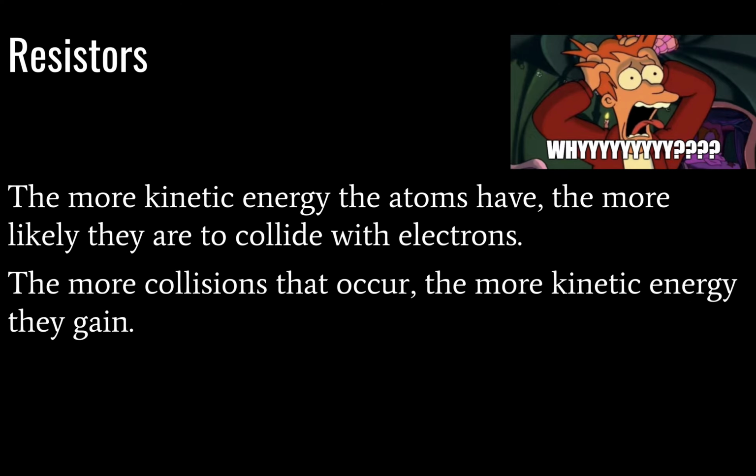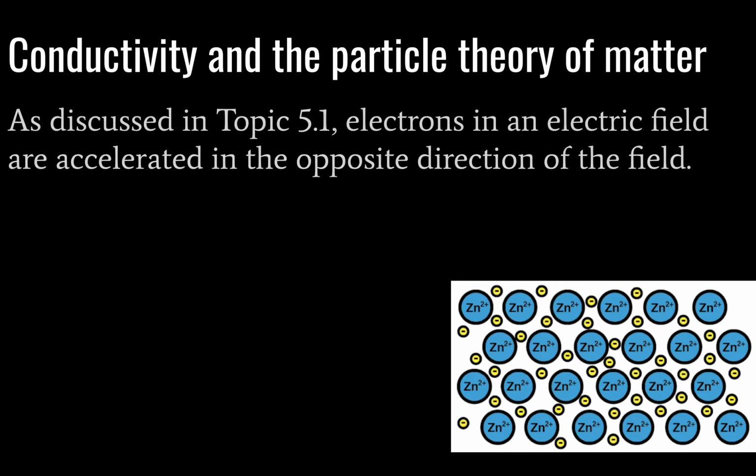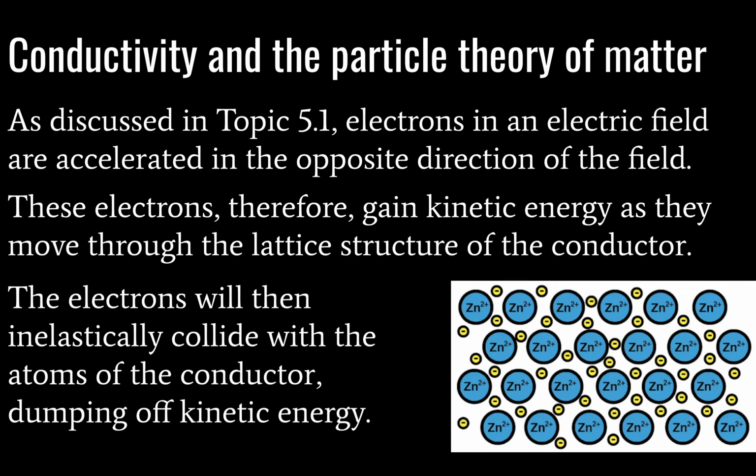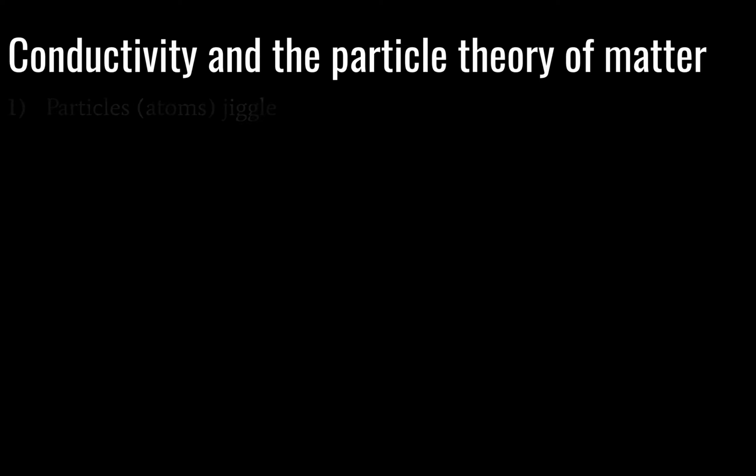Okay, so the more that these collisions with electrons occur, the more kinetic energy our atoms will gain. And therefore, hold that thought. As we discussed in topic 5.1, electrons in an electric field are accelerated in the opposite direction of the field. So these electrons are going to gain kinetic energy as they move through the lattice structure of the conductor. They're then going to inelastically collide with the atoms of the conductor, and they will dump off kinetic energy. I think we've covered that.